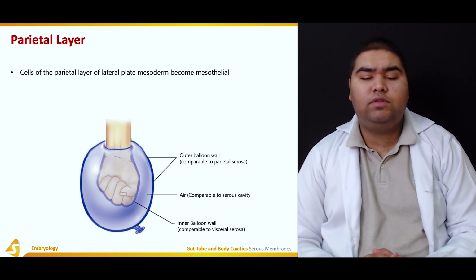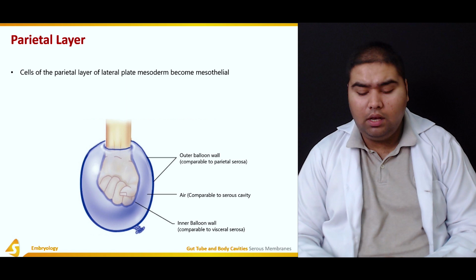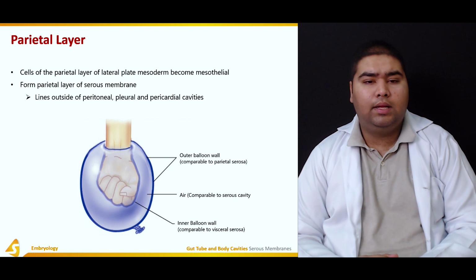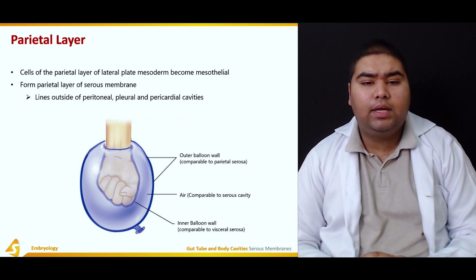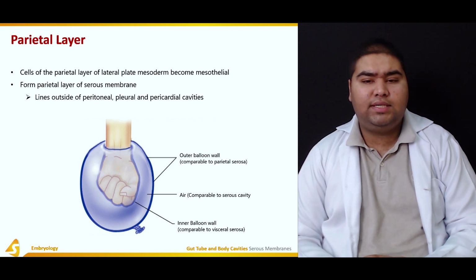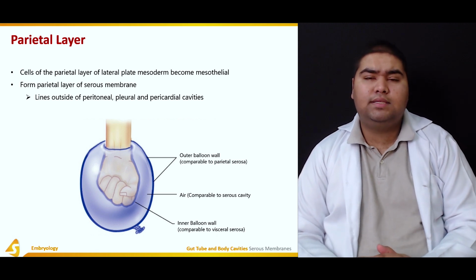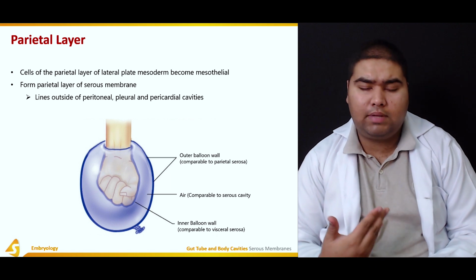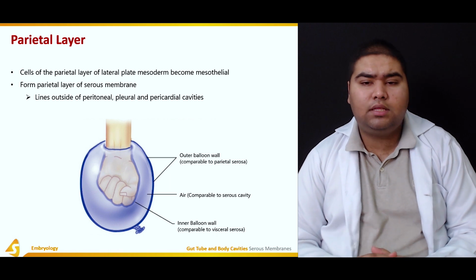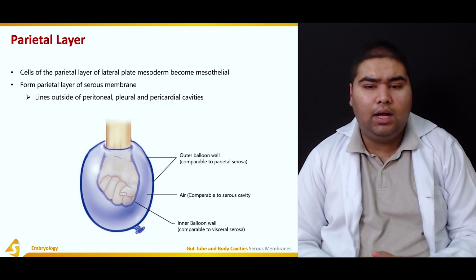Now we are talking about this parietal layer and how it converts into a serous body membrane. Cells of the parietal layer of the lateral plate mesoderm become mesothelial. They form the parietal layer of the serous membrane. It lines the outside of the peritoneal cavity, the pleural cavity, and the pericardial cavity. The peritoneal cavity is the abdomen and pelvis region. The pleural region is the region of the lungs, and the pericardial cavity is the region of the heart.